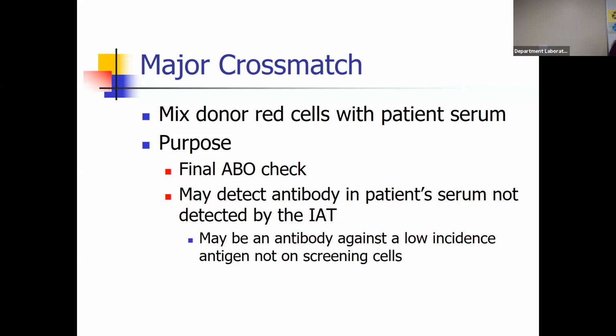So you're going to have 3 phases of testing: initial spin, 37, and AHG. Right, now, when do you perform each phase of testing? That is dependent upon your patient findings. Okay, that's what we're going to talk about.